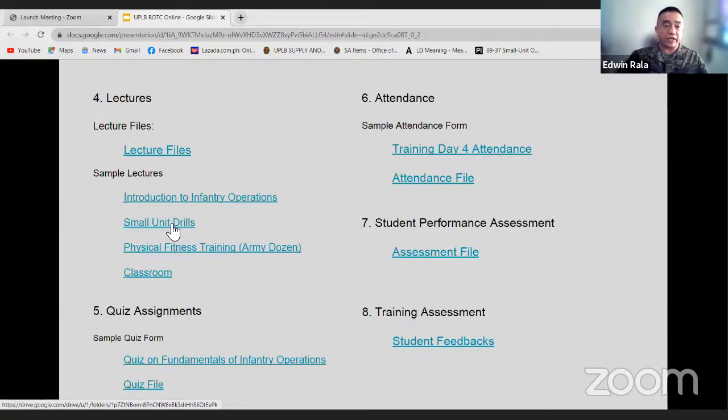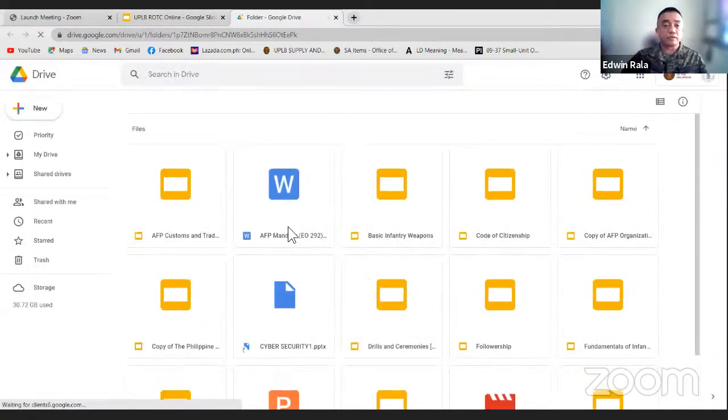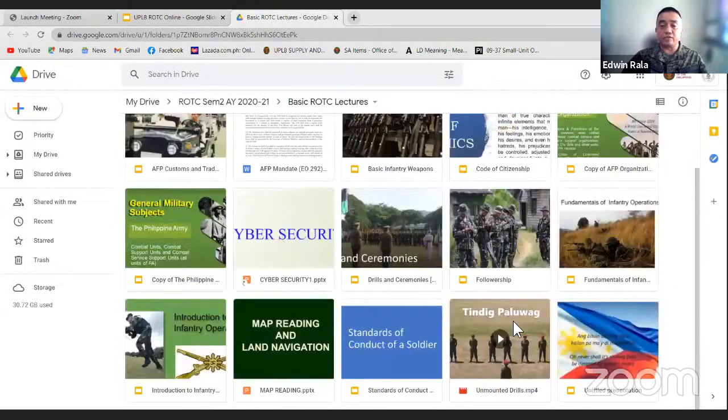And syempre magsisimula yan doon sa isang element, ano yung ginagawa ng isang soldier o isang element. Ano ba yung mga drills na dapat niyang gawin? So ang sample nandito. Okay. Hanapin ko pa. Yun. Okay, so gumawa tayo ng video.